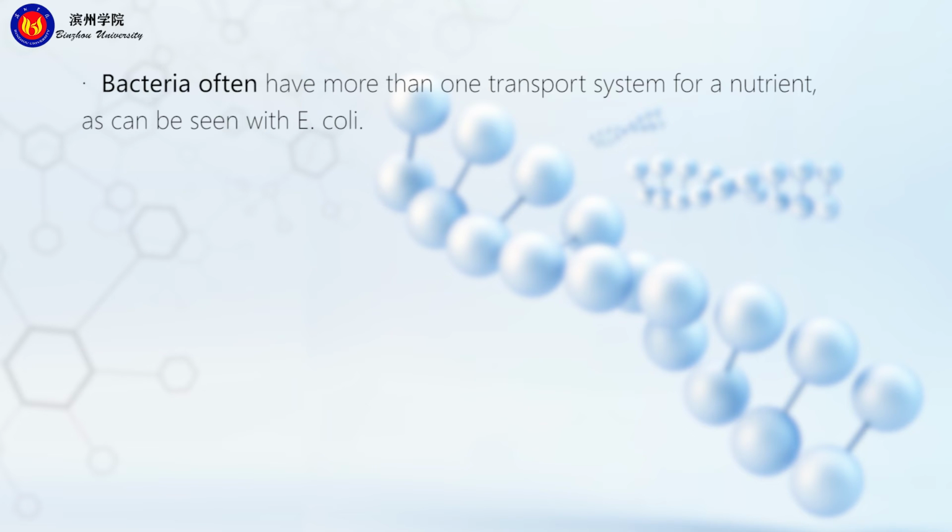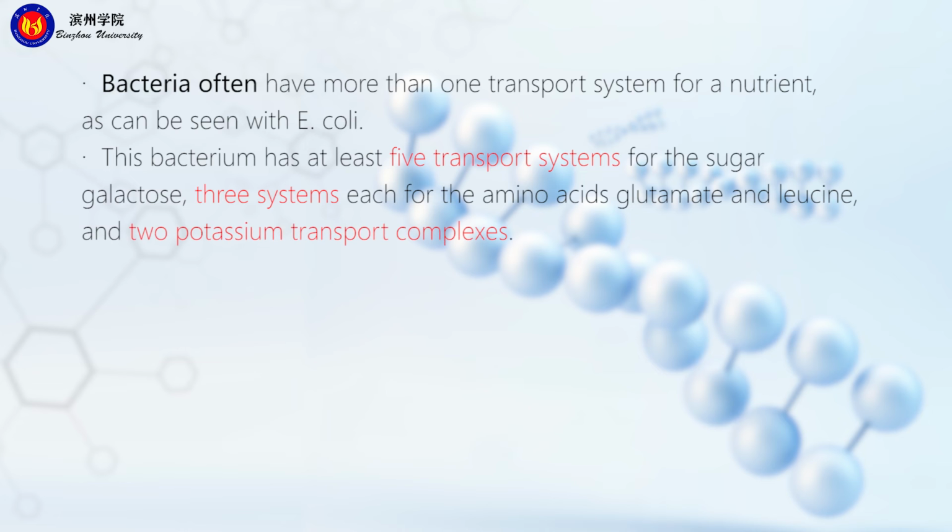Bacteria often have more than one transport system for a nutrient. It can be seen with E. coli. This bacterium has at least 5 transport systems for the sugar galactose, 3 systems each for the amino acids glutamate and leucine, and 2 potassium transport complexes.